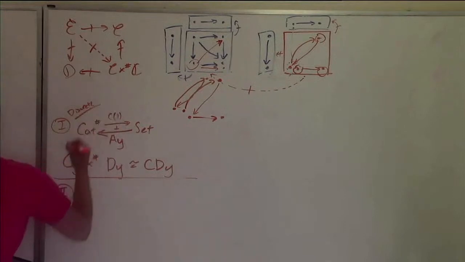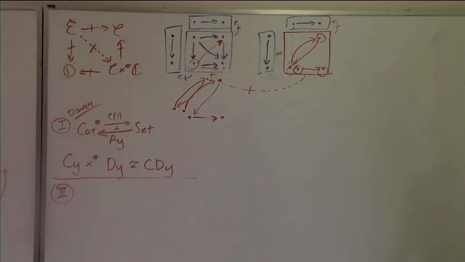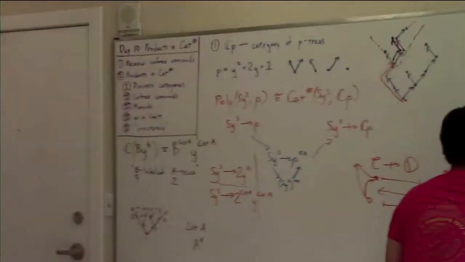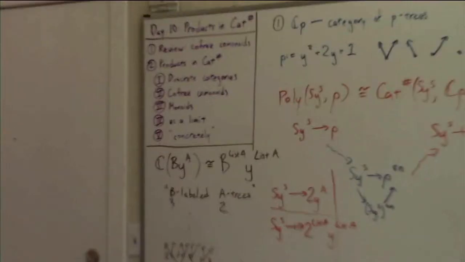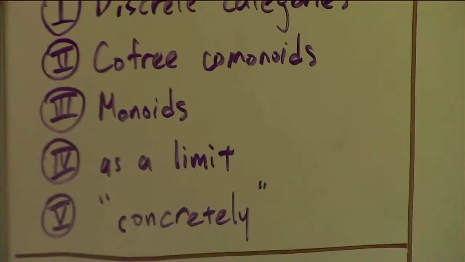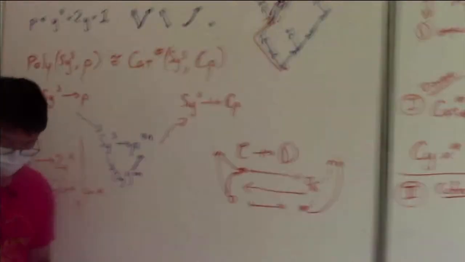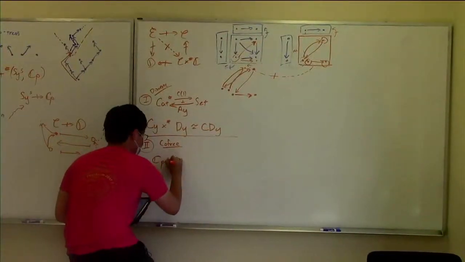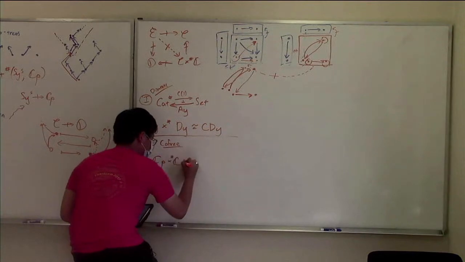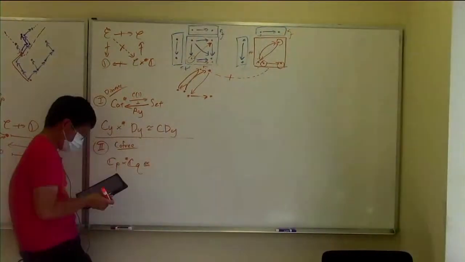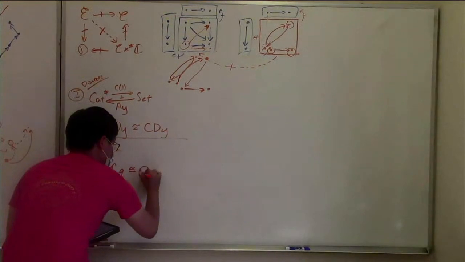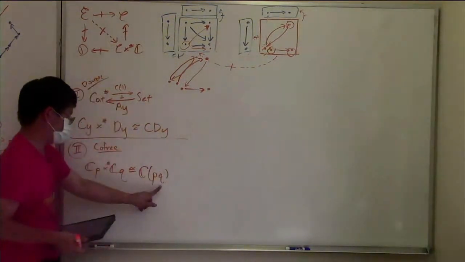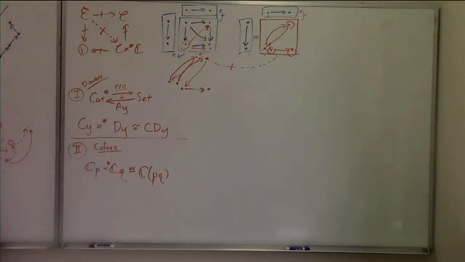Now, next example is cofree comonoids. Now, the cofree functor is also a right adjoint, which tells us that the product of 2 cofree comonoids in Cat sharp is just the cofree on the product of the original polynomials. Okay, so what does this mean?